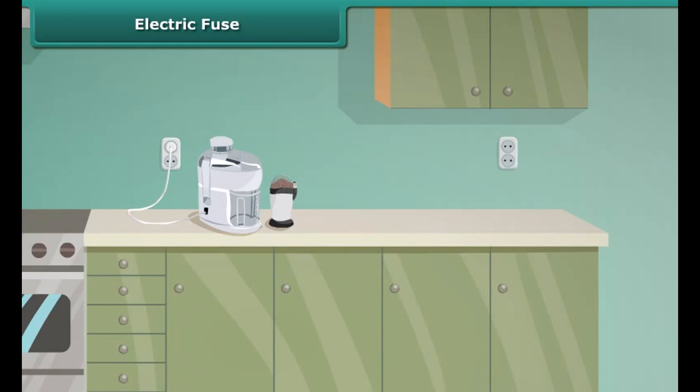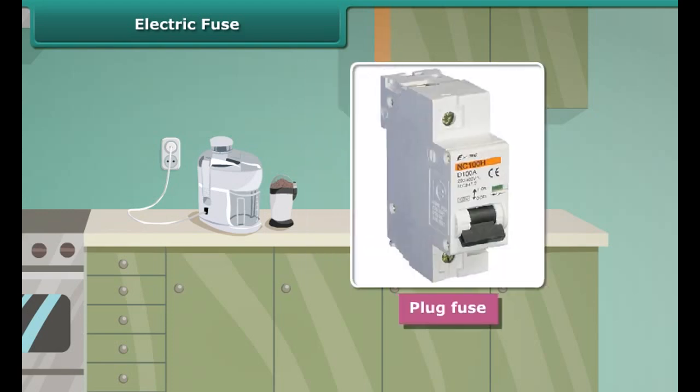Fuses of different kinds are used for different purposes. Plug fuse is used in our houses. The plug fuse consists of two parts, namely, the porcelain casing and the porcelain grip. This fuse has a thin wire of tin and lead alloy, which has a low melting point. Cartridge fuse is generally used in electrical appliances.